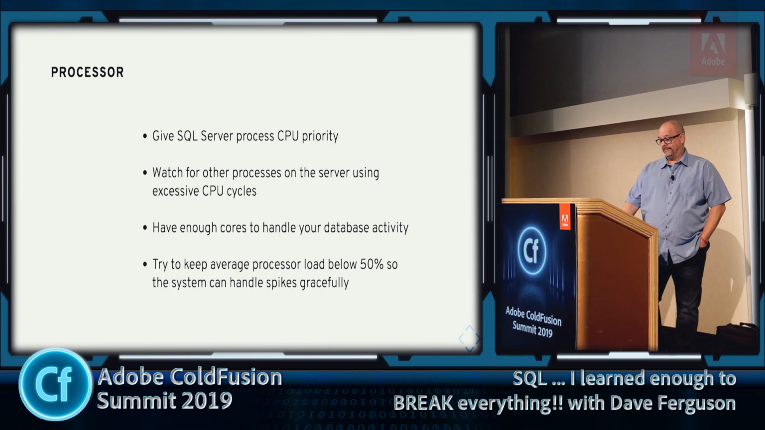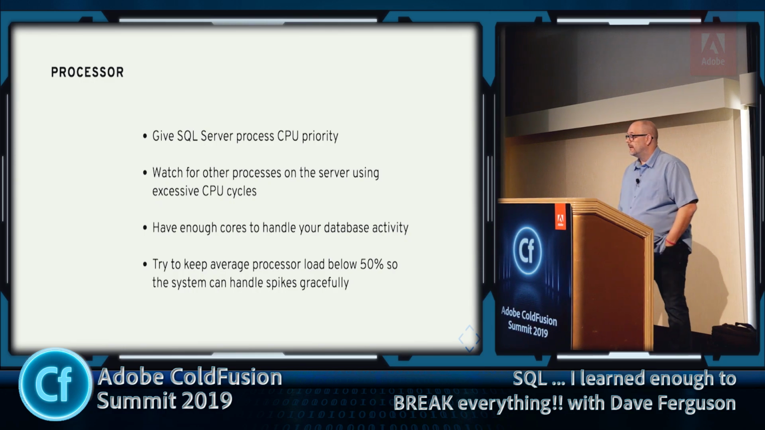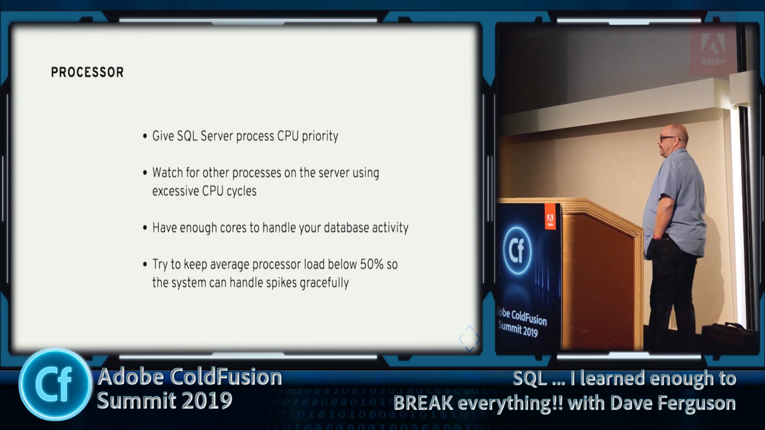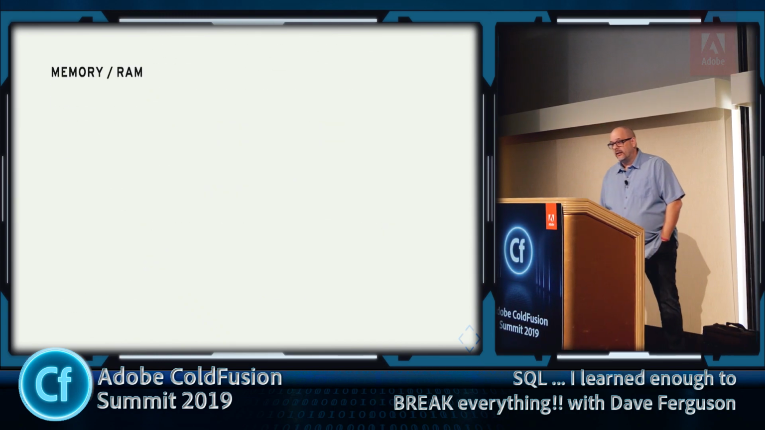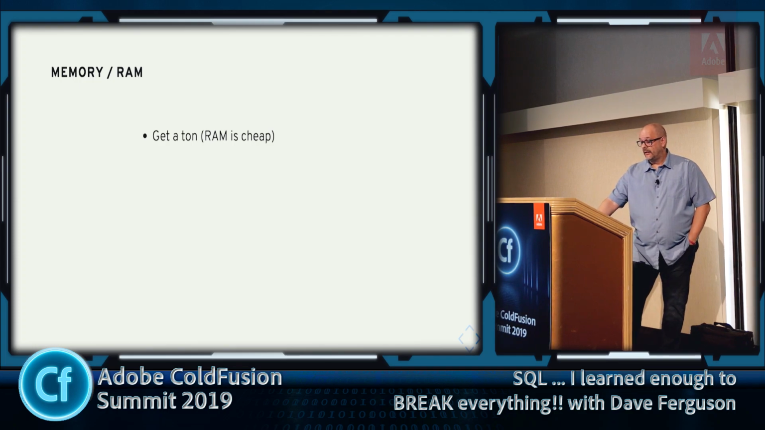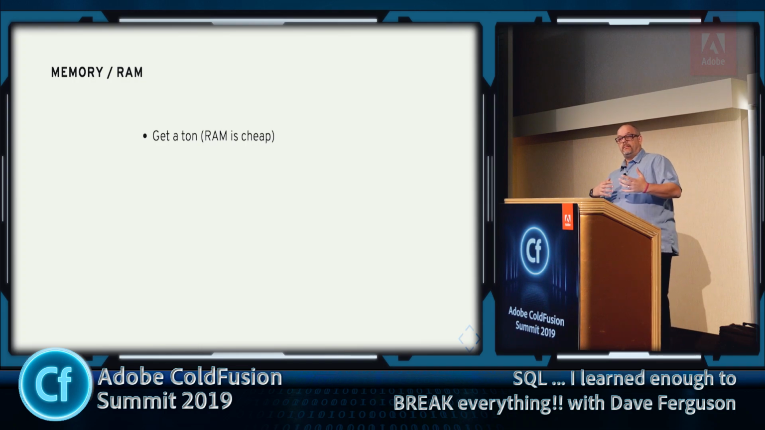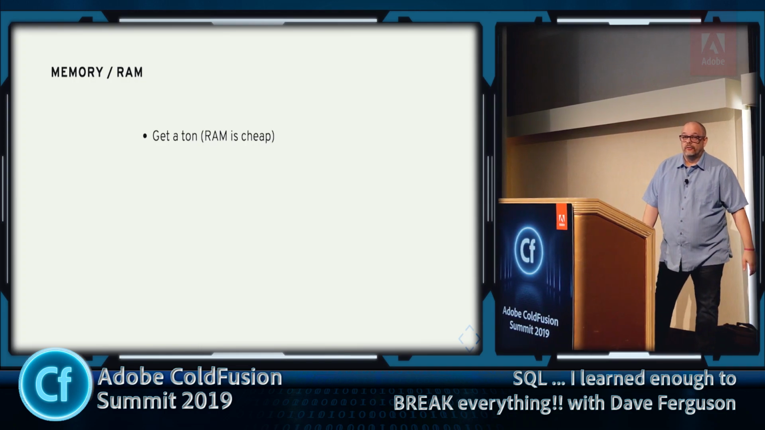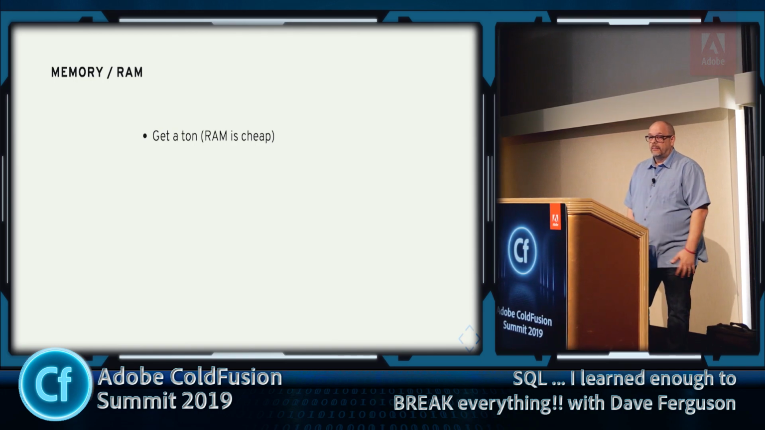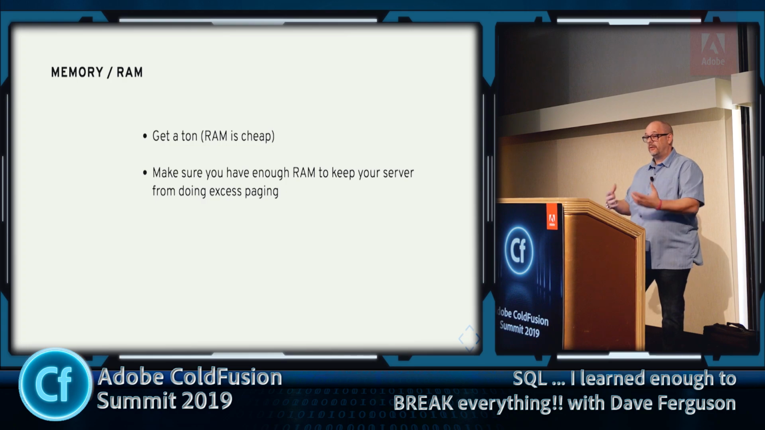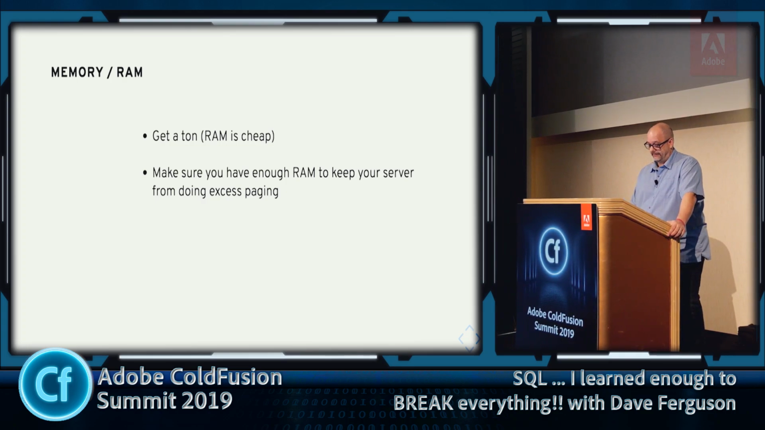So memory and RAM. Get more. RAM's cheap. RAM's probably the cheapest thing you can do to upgrade a database server. Just throw in as much as your database can handle, and as much as your server can handle, and make sure that your server is using it. You want to prevent paging out to the hard drives. So you keep loading it with RAM until it doesn't page as much. It's still going to page a little bit, but you want to try and reduce the amount of paging to the swap files or any other hard drives. So you do that by just adding RAM. Tons of RAM.